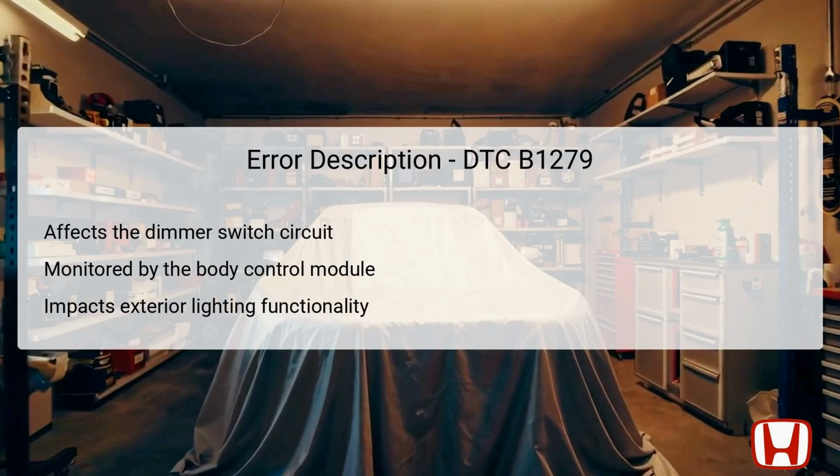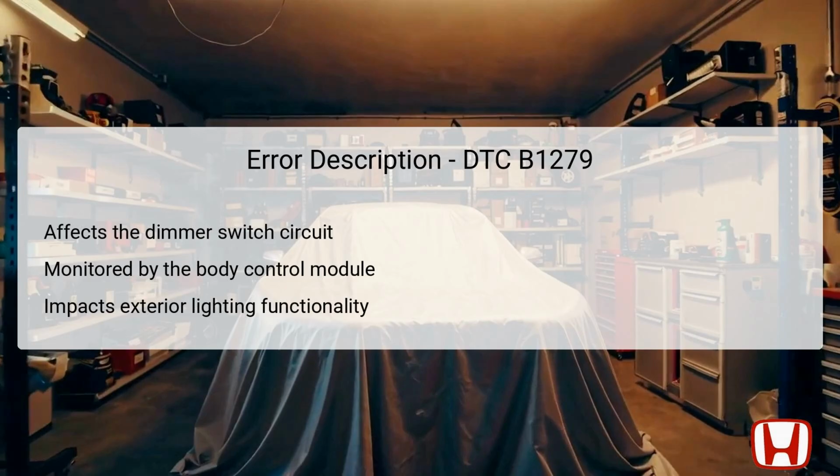The DTC B1279 specifically points to a malfunction in the dimmer switch circuit, which is critical for regulating the brightness of exterior lights, including headlights. The primary component affected here is the dimmer switch itself, typically found on the combination light switch located on or near the steering column of the vehicle. This switch not only controls the headlights, but also allows the driver to toggle between high and low beam settings.